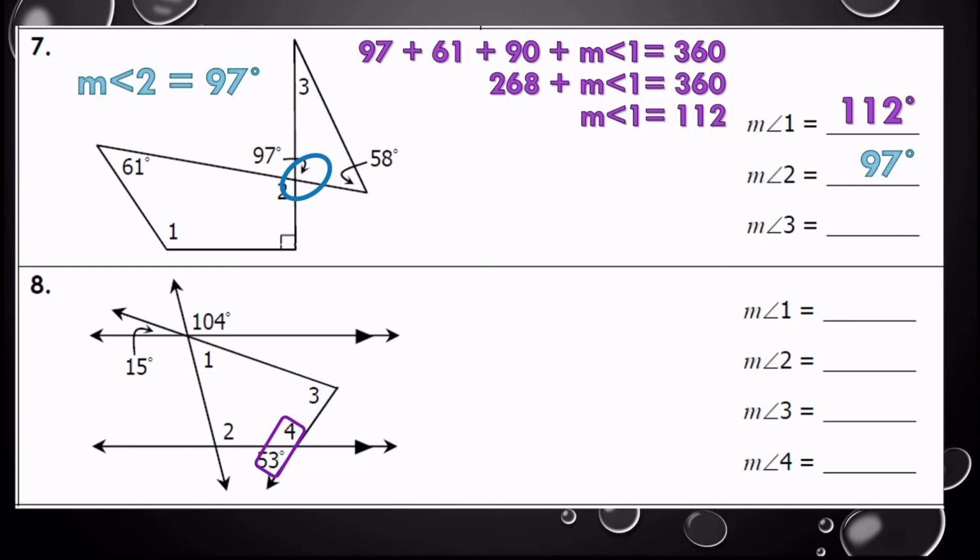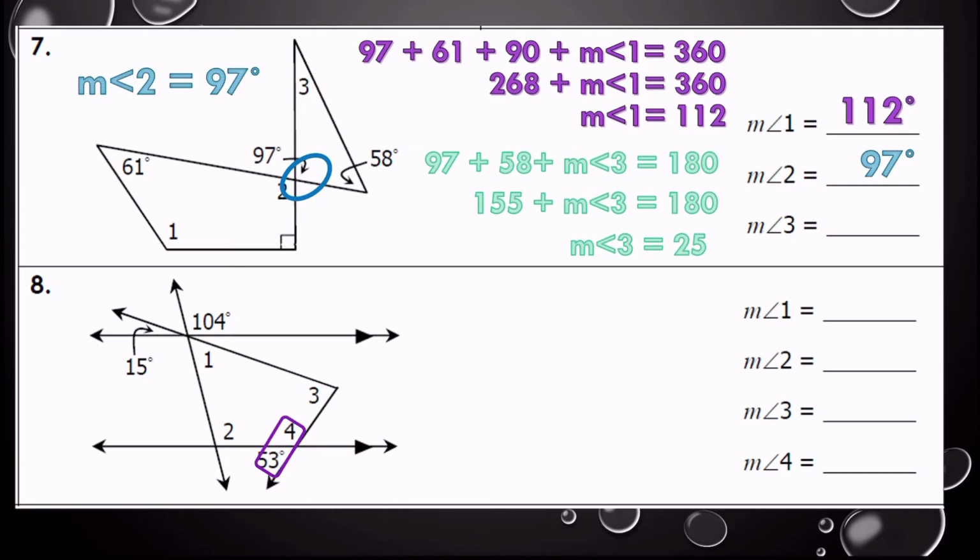But now look at angle 3. Angle 3 here is in a triangle. I know the 2 angles are 97 and 58, so now my brain has to shift. It doesn't equal 360, it equals 180. But the steps are the same, so that the measure of angle 3 is 25.